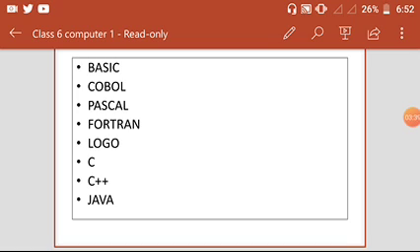Next we have Java. Java is an advanced programming language that is derived from C and C++. Java was introduced in 1995 by Sun Microsystems. That's all there is for high level language examples.